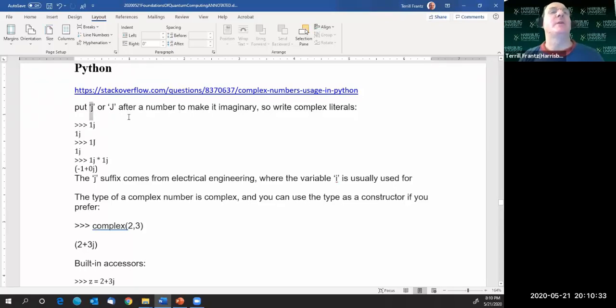The trick is in Python, you need to use J instead of I. And I read somewhere, yeah, here it is, because in engineering, they use J rather than I. I means something else in electrical engineering. So that's one gotcha if you use Python. If you say 1J, the Python compiler will know what you're talking about. So here's an example of 1J times 1J, which is the same as I times I. And here you go, right? You get the -1.